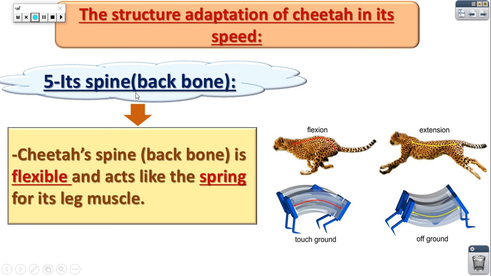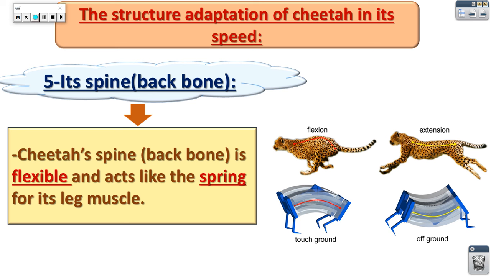Number 5, the spine or the backbone. Do you remember the backbone from the nervous system? Yes. The backbone of the cheetah is like a spring. Do you remember the spring? Yes. The spring contains elastic potential energy. Its backbone is like the spring. He compresses his body, okay? This compression makes the body of the cheetah push forward so he can move fast.